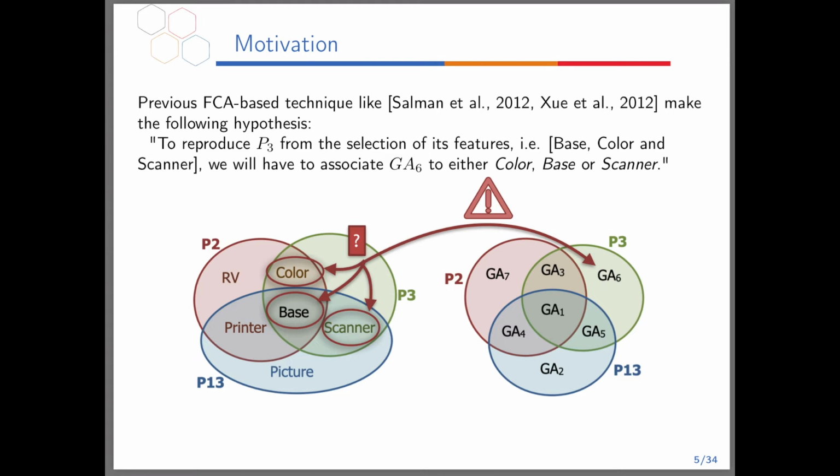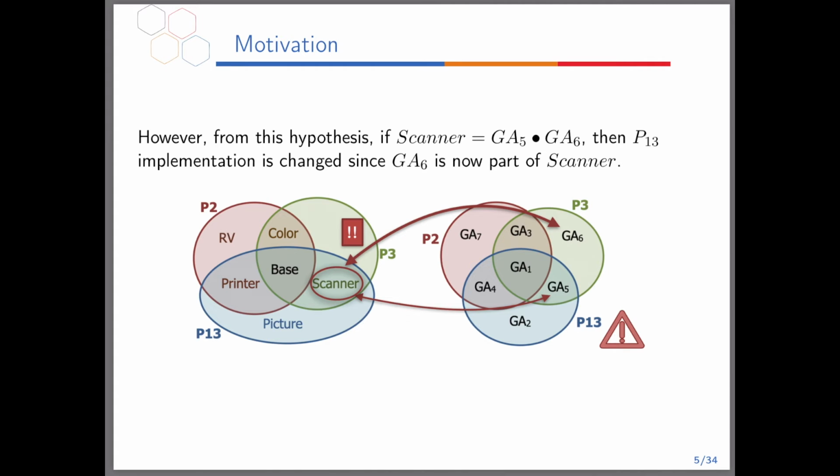In the existing FCA-based technique, the general assumption on how to handle such a case is to find a feature to match GA6 based on the features that are present in the product in which GA6 appear. So if we want to reproduce P3 from the selection of its initial features, here color, base, or scanner, we will have to associate GA6 to either the three features color, base, or scanner. Thus, for instance, we can decide to trace GA6 to scanner, which will now have for implementation GA5 and GA6.